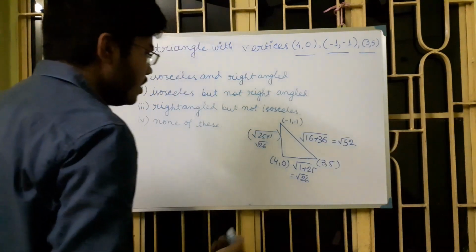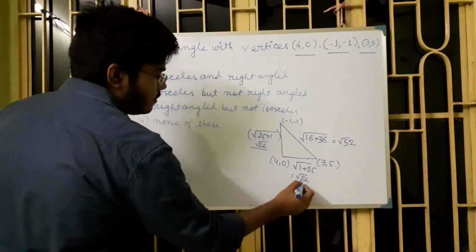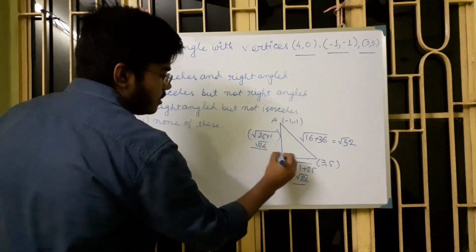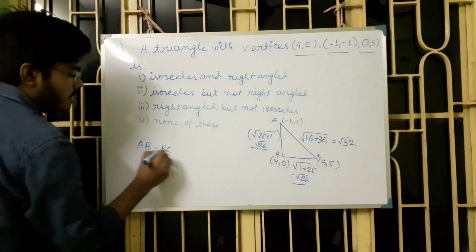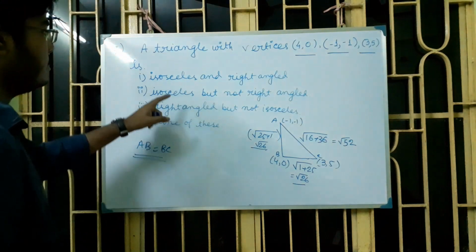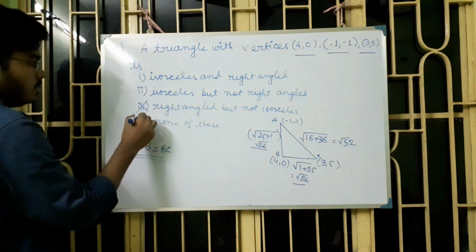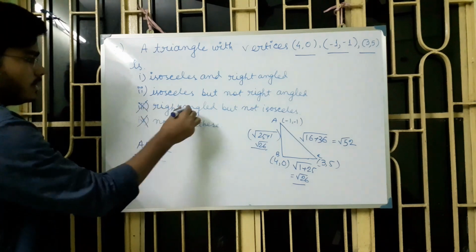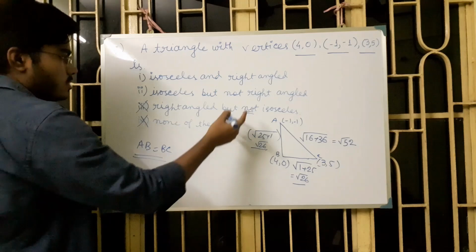Okay. So easily, if this is A, this is B, this is C, then AB equal to BC. That means isosceles, and option 1 or 2. That means this is not the answer. Okay, not isosceles, so this is not true.